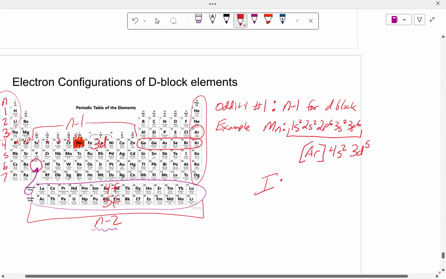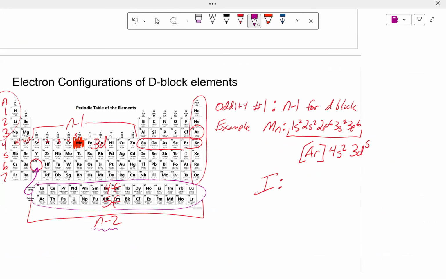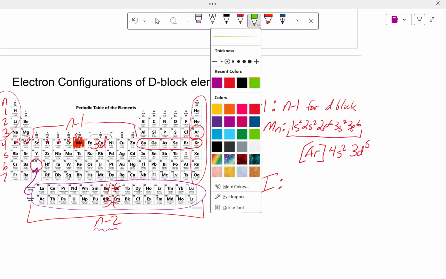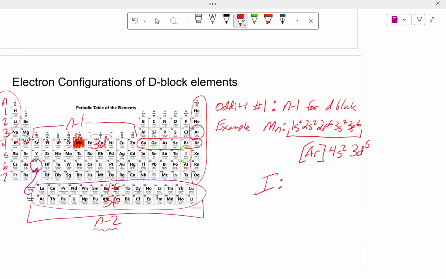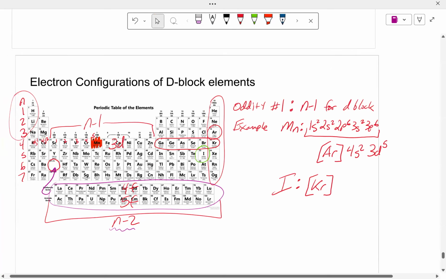Now let's do another example. Let's look at iodine. Iodine is here, number 53. And rather than draw out every single electron, I'm going to go to the noble gas right before it, which is krypton. Yep, there's an element named krypton, just like the planet. And I'm going to put it in brackets. I'm telling the reader to start off with the configuration all the way up to krypton, and now I'm going to start on row number 5.